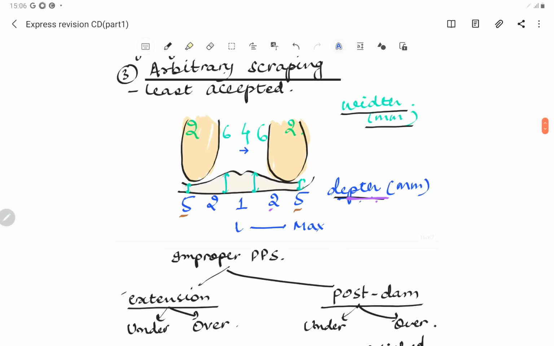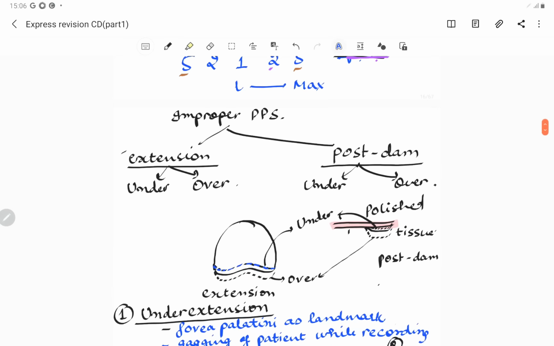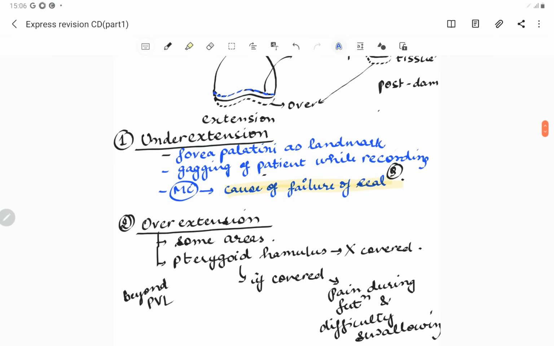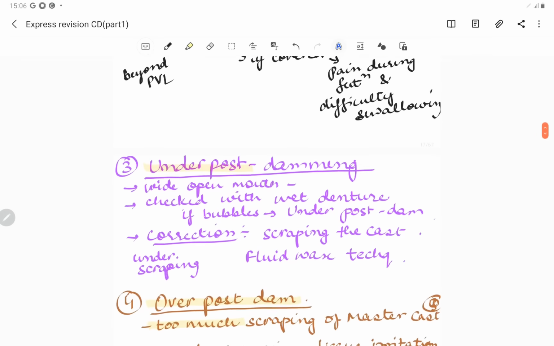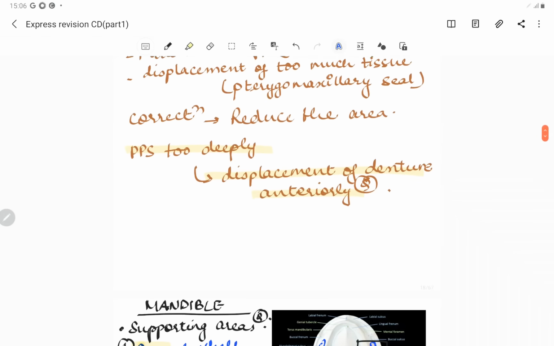Then arbitrary scraping of the master cast: width and depth. The width is going to be least in the hamular notch area, and most distal to the mid palatine raphe. The depth is going to be least at the mid palatine raphe, because we cannot put pressure on the mid palatine raphe, and it is going to be most in the hamular notch area. Then there is improper PPS. The most common cause of failure of the seal is under extension of the PPS or the post dam. Then we have studied the under or over post damming.